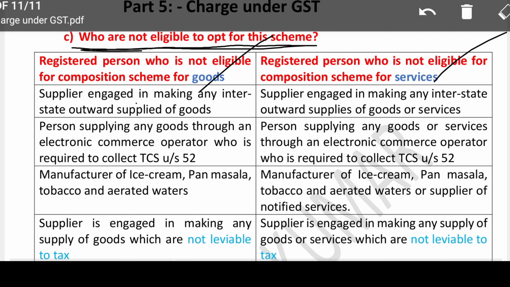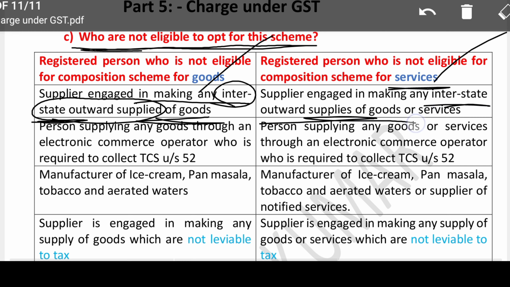The supplier engaged in making any interstate outward supply of goods, interstate movement, interstate supply of goods, is immediately ineligible to opt for this composition scheme. In case of services also, if he is providing interstate outward supplies of goods or services, he is not eligible for this scheme.